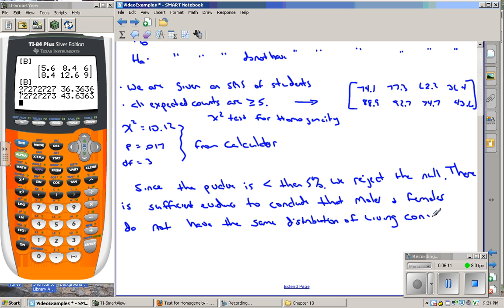And that is it. That is how you do a chi-square test of homogeneity. It's very, very similar to the test for independence. The calculator work is all the same. The main difference is the null and the alternate hypothesis, and of course your conclusion and your phrasing, and basically deciding what the test is telling you.